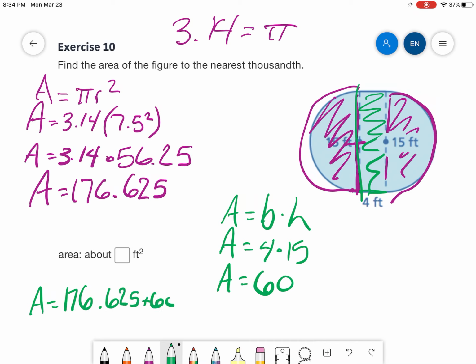176.625 plus 60. When you get an answer, you should round to the thousandths, which means you actually don't need to round at all because your numbers are already in the thousandths, and whatever you get when you add those two together is what goes in that spot.